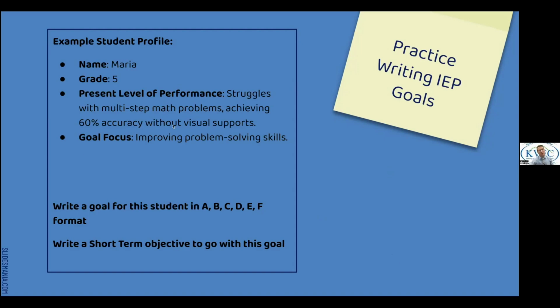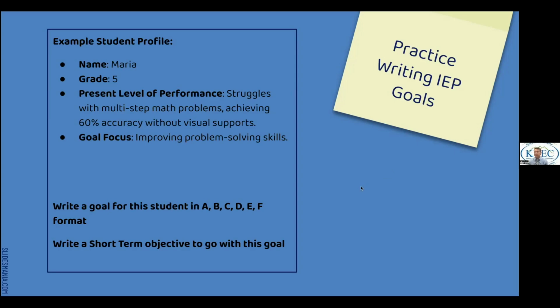So we're looking at Maria. She's in grade 5. She struggles with multi-step problems. She's achieving only 60% accuracy without visual supports, and we're looking at improving her problem-solving skills. Take a turn at trying to write a goal here with the proper method. We'll go ahead and just give you the answer here that we come up with.